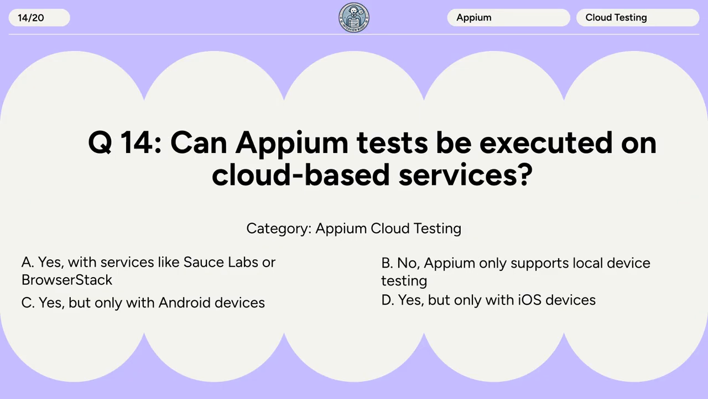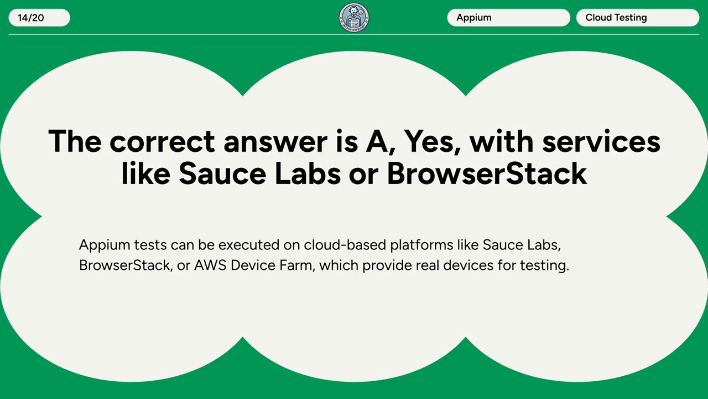Question 14. Can Appium tests be executed on cloud-based services? A. Yes, with services like Sauce Labs or BrowserStack. B. No, Appium only supports local device testing. C. Yes, but only with Android devices. D. Yes, but only with iOS devices. The correct answer is A. Yes, with services like Sauce Labs or BrowserStack. Appium tests can be executed on cloud-based platforms like Sauce Labs, BrowserStack, or AWS Device Farm, which provide real devices for testing.